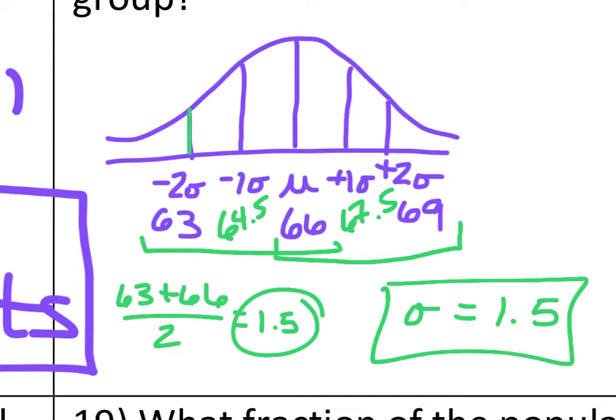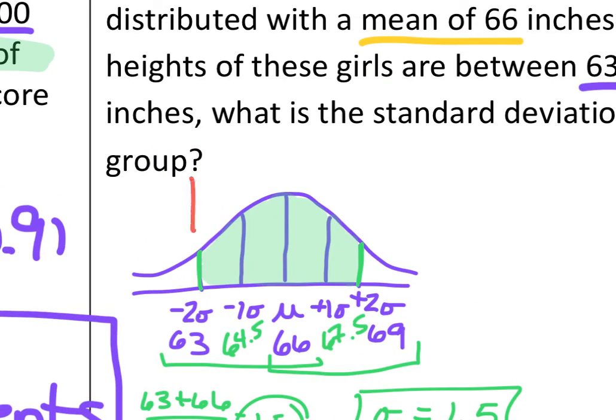And remember that we did that because, I guess I didn't point that out, that from the minus 2 standard deviations to the plus 2 standard deviations, that area under the graph there is 95%. So from here to here, that's 95% or 95.4%.